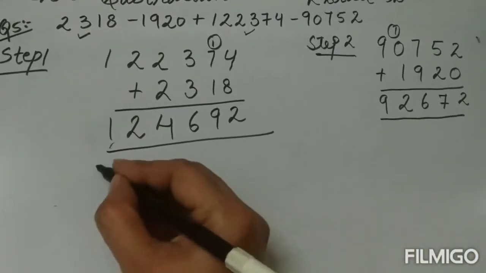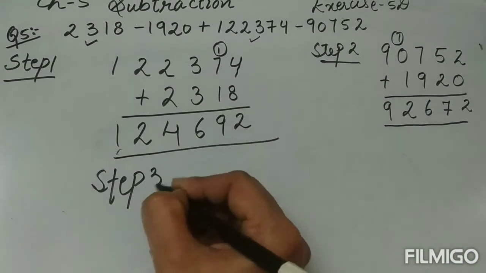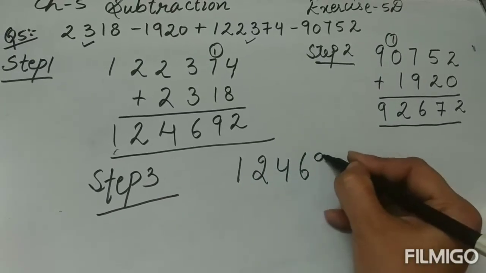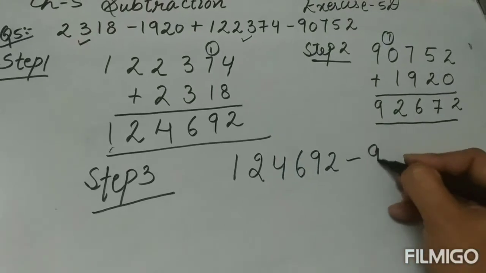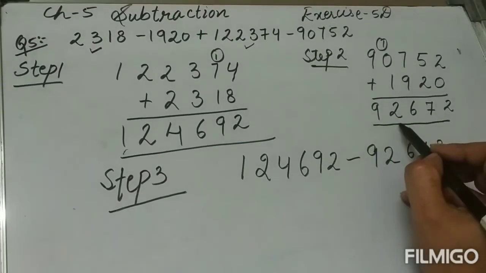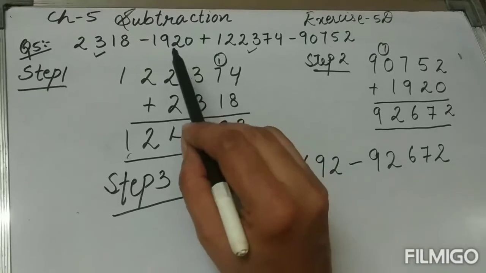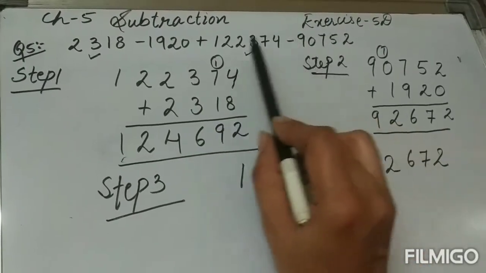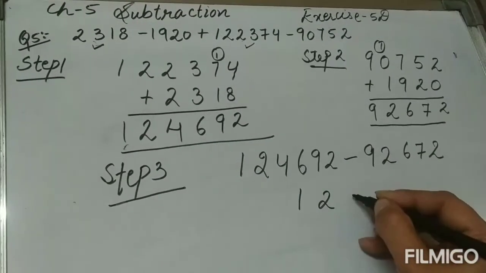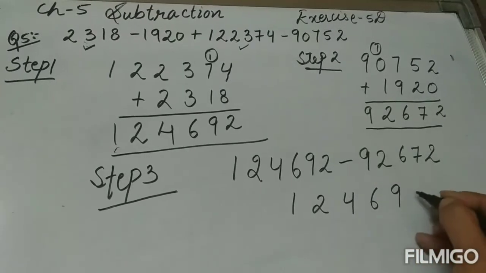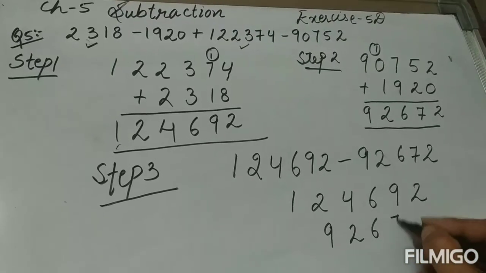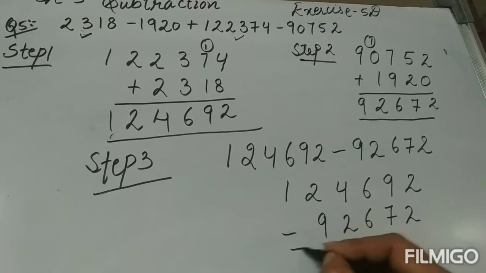And in step 3, what we will do? Our question has now become 124,692 minus 92672. I'll subtract this number from this. That means I'll subtract the sum of these two numbers from the sum of these two numbers. Fine. So start subtracting. 124,692 minus 92672. Subtract these two numbers.